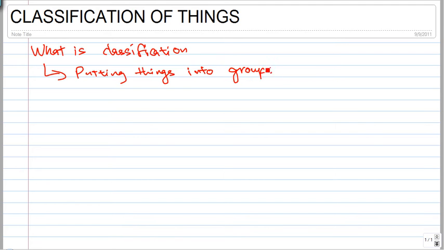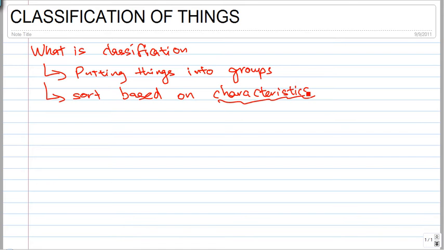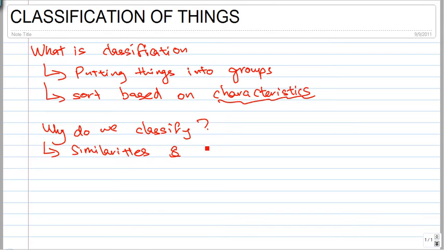Okay, and we usually sort things into groups based on the characteristics of the objects or the subjects. Alright. Okay. And why do we classify? Why do we classify? It's another big question we have to answer. We classify so that we can easily see similarities and differences.